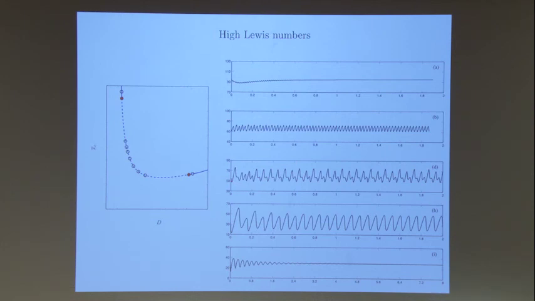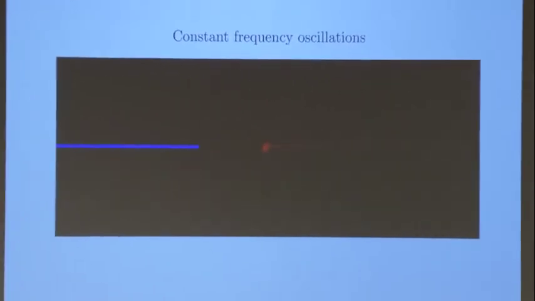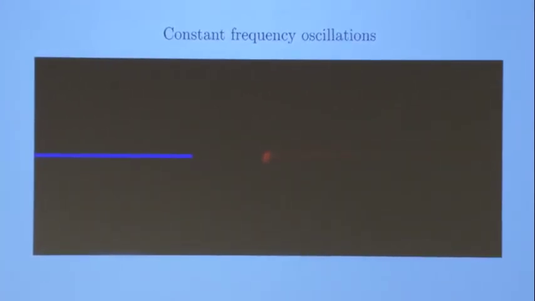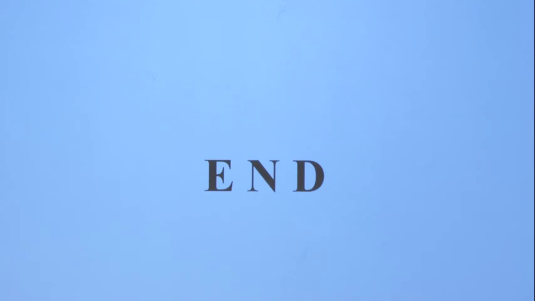I'm almost done. We'll take a break. I just want to show you two movies. One, when the flame has one frequency, it just goes back and forth. And the second one, where you have two frequencies. It still wants to stabilize itself, but it's not blown off, okay? I think this is the end of this.